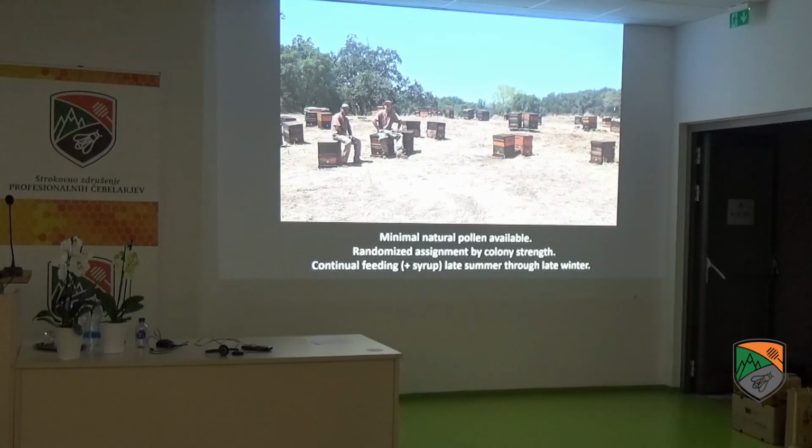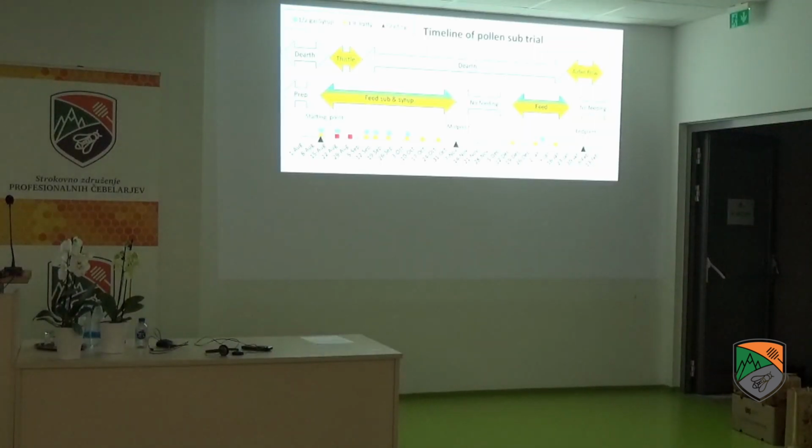We chose yards, this is my 2 sons, that we knew the bees were going to crash, that there was just nothing for them to eat from our experience, okay? And we fed continually pollen sub and syrup from late summer into winter. So we started feeding in August, took our first grading of them, fed pollen sub and syrup.